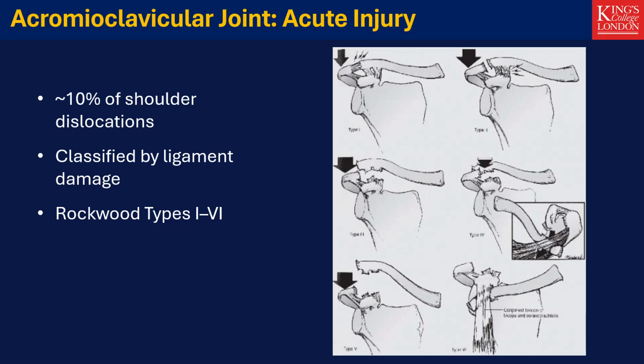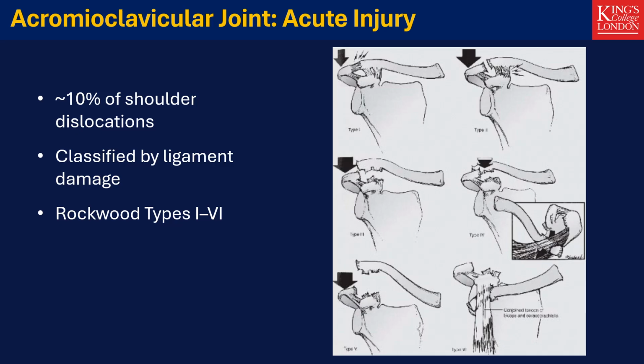Acromioclavicular injuries result from a direct blow to the lateral shoulder, forcing the acromion downward relative to the clavicle. The severity reflects progressive ligament failure. Type 1 is a sprain without displacement. Type 2 disrupts the AC capsule with mild joint widening but intact corticoclavicular ligaments.